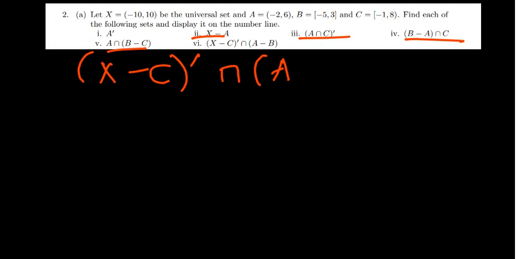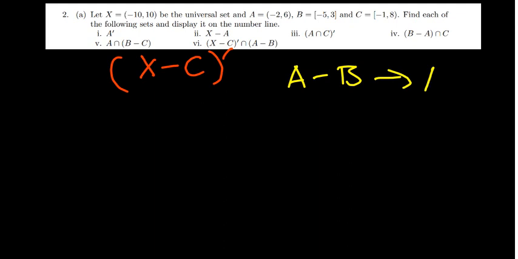Now this one you have to be very careful because we have to move systematically. We have x, which is our universal set, minus c complement. What does that mean? I'll simplify what is inside. The other day I showed you that a minus b is the same as what? A intersection B complement.